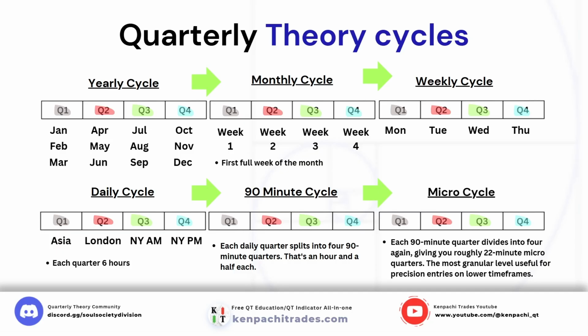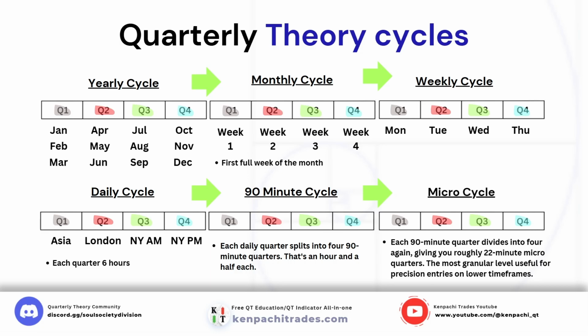So let's talk about how time is divided in quarterly theory now. Every time period, from a full year down to a single trading session, splits into 4 quarters, starting with the biggest, the yearly cycle. In the yearly cycle, Q1 is January, February, and March. Q2, April, May, and June. Q3, July, August, and September. Q4, October, November, December.